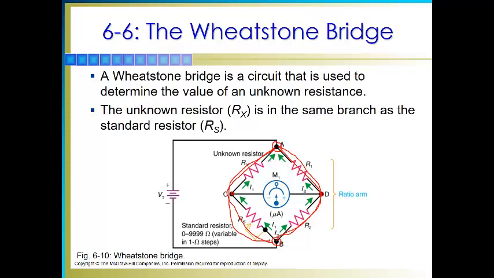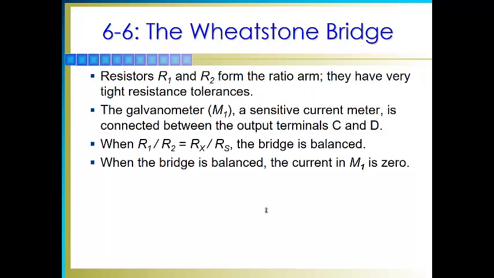So if we don't know this resistor right here, Rx, but we know these two right here, we can adjust Rs in a way that when we do this operation right here, it results in the same thing. So if we know this one and these two, we can always find Rx.